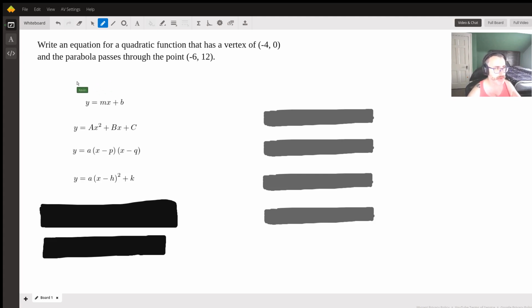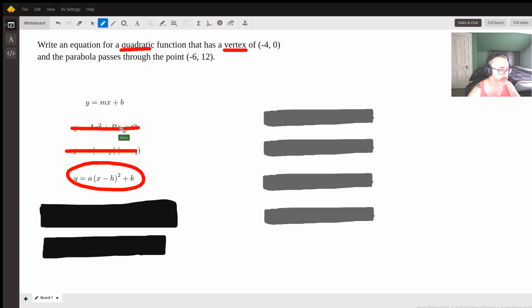I'm going to need to know some quadratic forms to really get started with this. I might have a whole bunch of forms and formulas in my head or in my notes, but I need to identify which one is useful for this problem. I'm looking for a quadratic function, and I'm given its vertex, so I'm going to be using this form here. We call this vertex form of a quadratic equation.